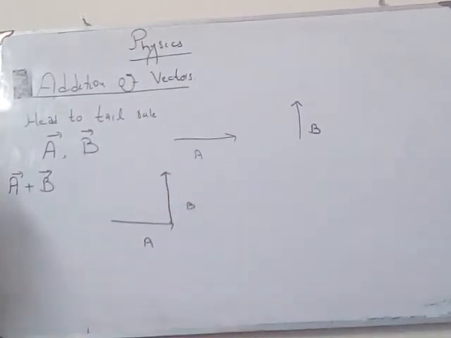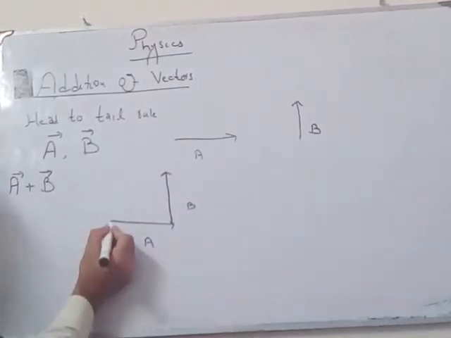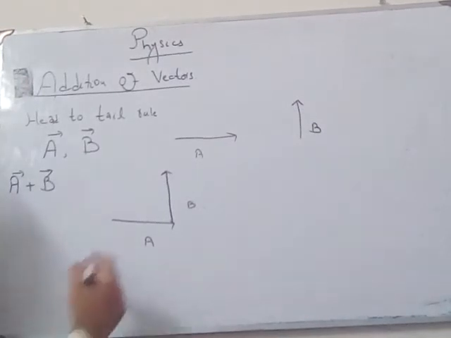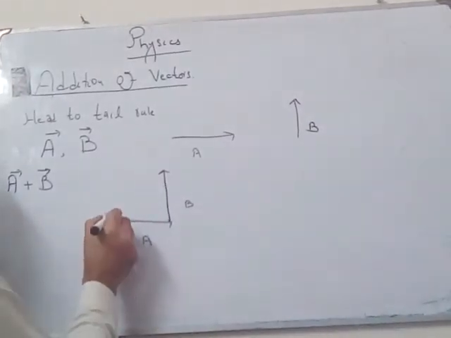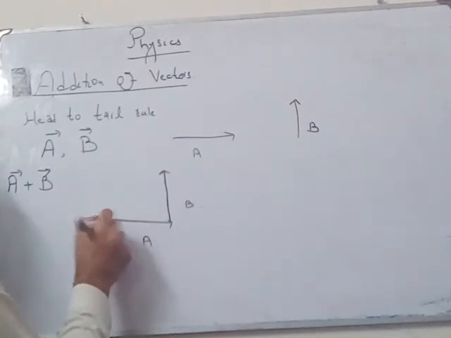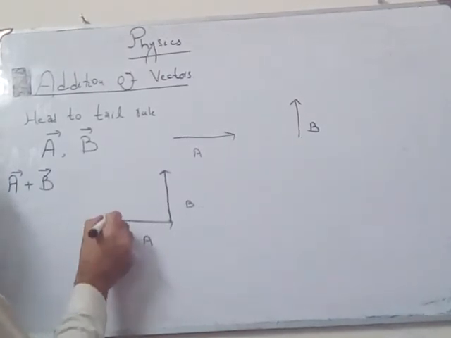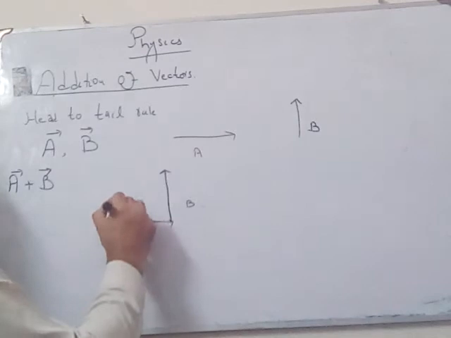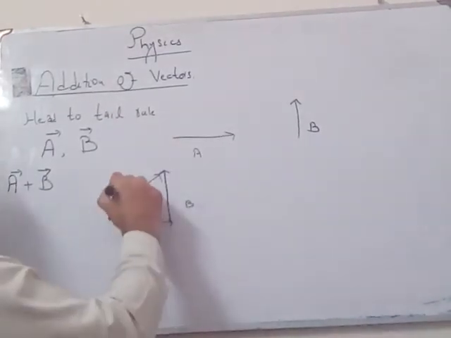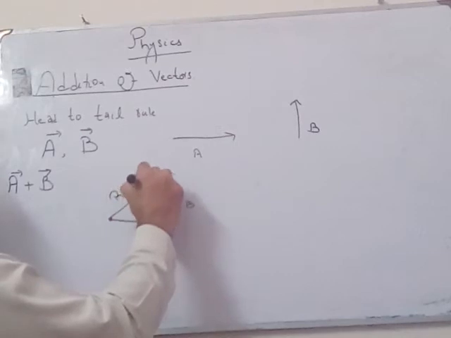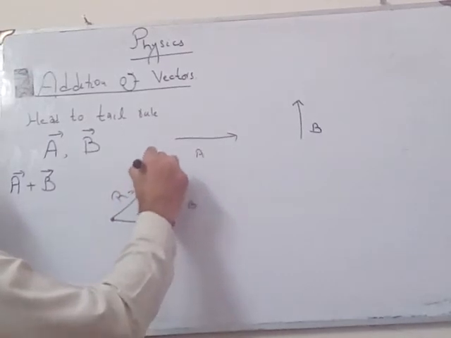And for the resultant, the last vector we will draw, the tail of the resultant will be connected with the tail of the first vector, and the head with the head of the last vector. This is the resultant vector, that is R is equal to A plus B.